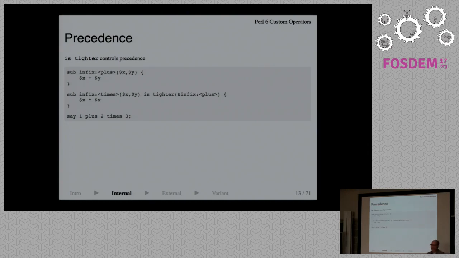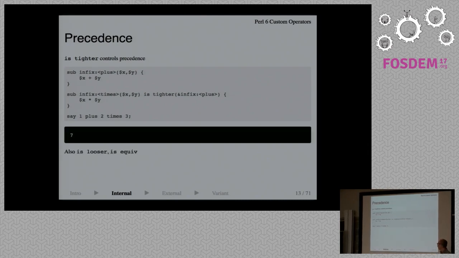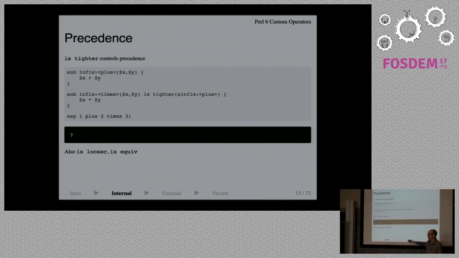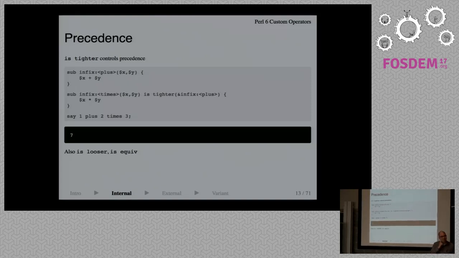Luckily, you can specify the precedence of your operators. If you want to say that times has tighter precedence than plus, you add is tighter afterwards. Is tighter takes an argument, which is another operator, so precedence is all relative. Now 1 plus 2 times 3 is 2 times 3 is 6, plus 1, 7. You get 7. In addition to is tighter, you could have done it the other way around. You could have defined is looser, say plus is looser than times. You can also say is equiv if two things have the same precedence. Do you get an error if they contradict each other, if you have a non-transitive precedence? Good question. I don't know.